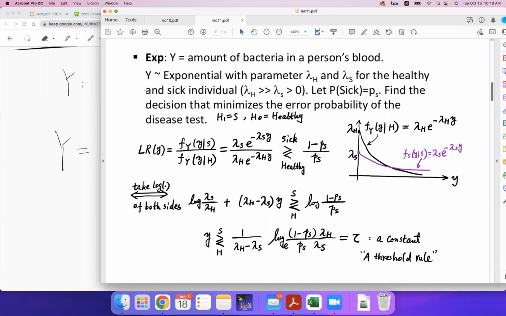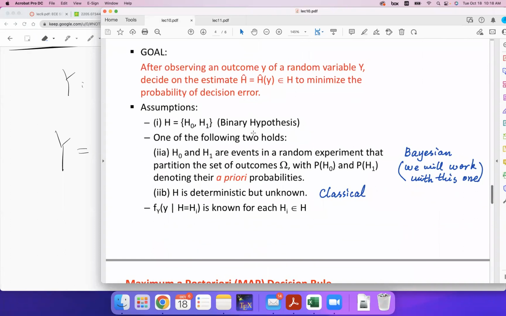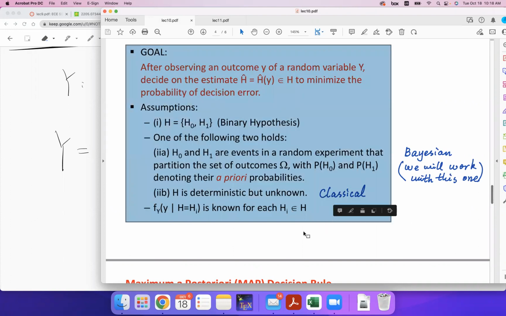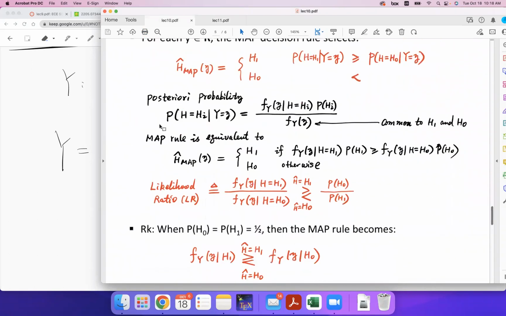So here, this is exactly the setup that we talked about in the MAP rule, right? We have two hypotheses, and we know the prior information, and we are given the model of this random variable conditioned on each hypothesis. So everything is standard. We just apply the maximum a posteriori decision rule, the MAP rule, or the likelihood ratio test.